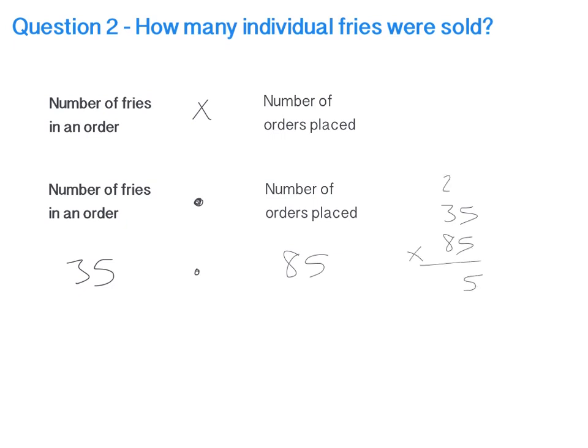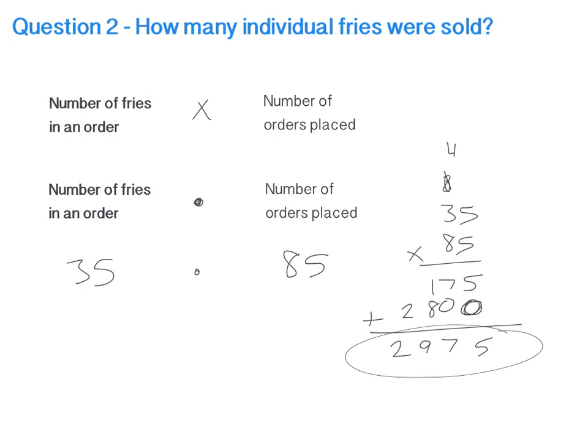5 times 5 is 25. 5 times 3 is 15, plus 2, 17. Remember, add a 0 placeholder. 8 and 5 is 40, so cancel that 2 out. 4, 0. 8 and 3 is 24, plus another 4 is 28. And let's go ahead and add 5, 7, 9, 2. Any decimals to add in there? Nope, there were no decimals in here, so no decimals to add here. And there we go. That is the number of individual fries that were sold that day. 2,975 fries.